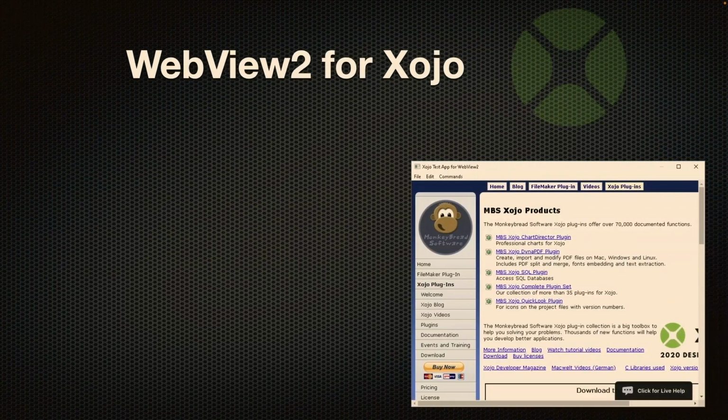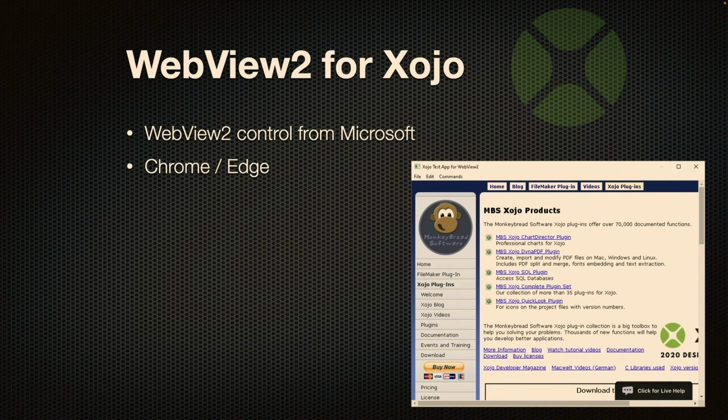Then we got a class, we got a control for WebView 2. This is a control made by Microsoft for a modern browser engine. It's using Chromium, the version Microsoft uses for Edge. And you can use it as a control in Xojo to do various things, like loading a website, showing it, and maybe not getting an alert that you use Internet Explorer or whatever.